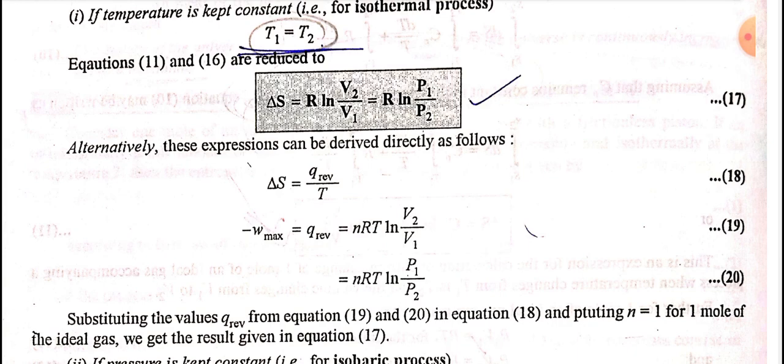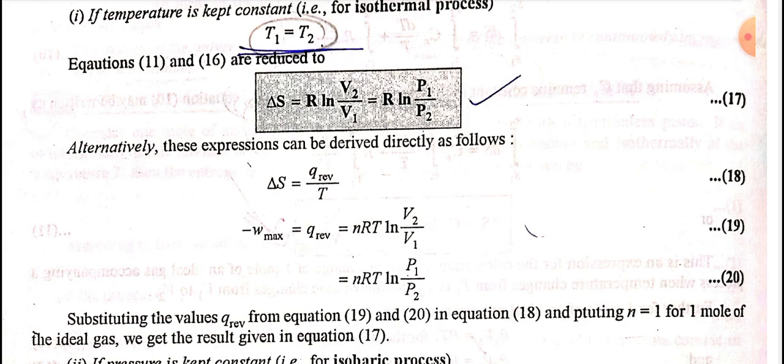Delta S is equal to Q reversible by T, minus W max is equal to Q reversible, is equal to nRT ln V2 by V1, nRT ln P1 by P2. Substituting the values of Q reversible from equations 19 and 20 in equation 18 and putting n is equal to 1 for 1 mole of ideal gas, we get the result in equation 17.